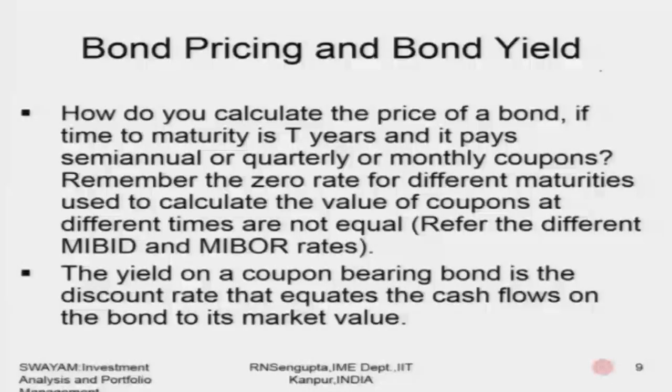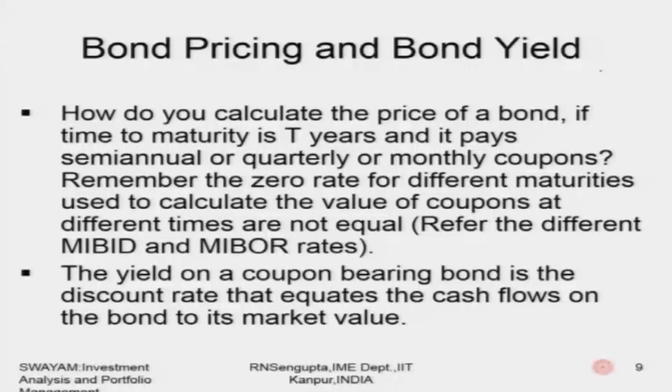which, if you remember a few minutes back, I did mention the concept of duration. Duration would come into the calculation. So, we will find out how you calculate the price of a bond if the time to maturity is 2 years and it pays semi-annual or quarterly or monthly coupons.